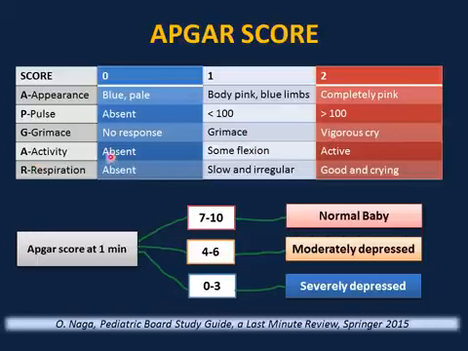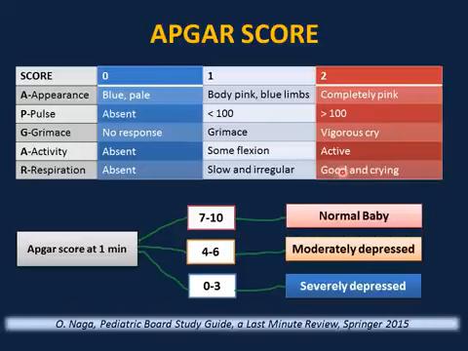If there is no activity, baby is limp or flaccid, this is 0. Some flexion or some movement is 1. Active and resisting extension, this is 2. Respiratory effort, if absent, this is 0. Slow and irregular gasping is 1. Good and crying or vigorously crying, this is 2.